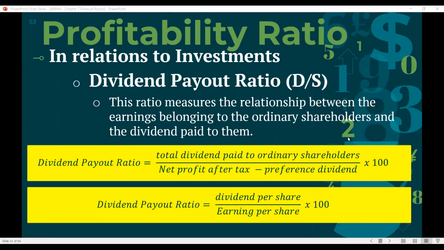Okay, so that's the dividend payout ratio. So again, they focus more on dividend per share over earnings per share, or DPS over EPS, multiplied by 100. So you'll know how much you can pay out anytime from the profit of the business.